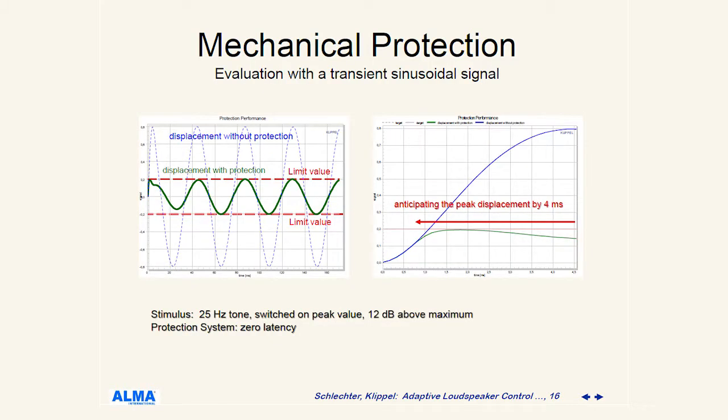Here's an example of the mechanical protection system. That one is that the protection system is with 0 delay, and we played a sinusoidal 25 Hertz tone. It was directly switched on at the maximum of the sine. So this is like a worst case for a protection system. And you see, if we applied this voltage to the speaker, we would get 4 times the displacement which was allowed.